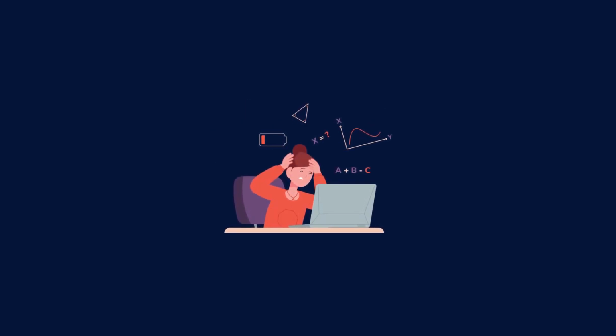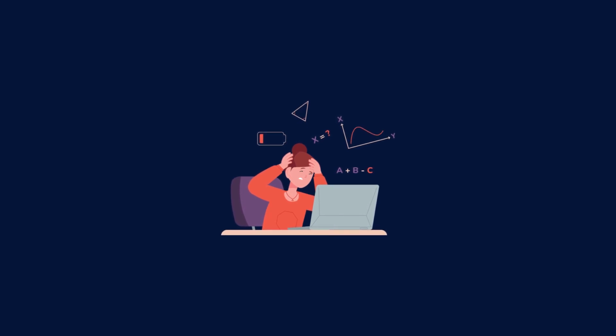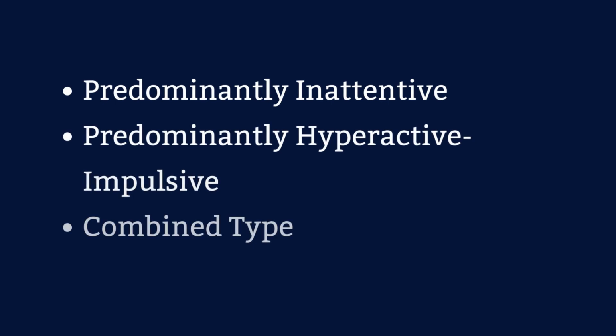F90.9 can be used to identify people with any subtype of ADHD, including those who are predominantly inattentive, predominantly hyperactive-impulsive, and the combined type.